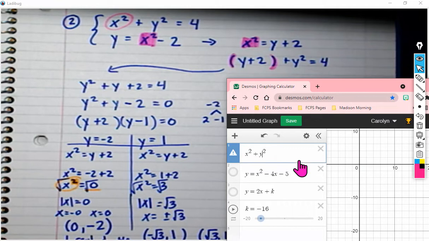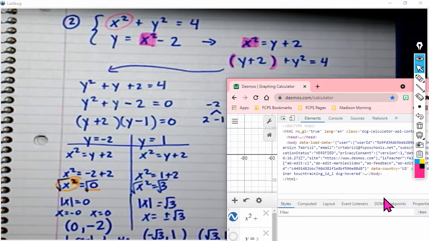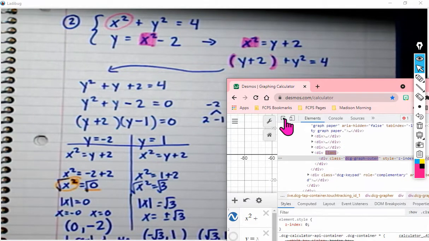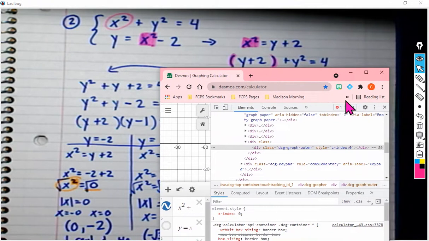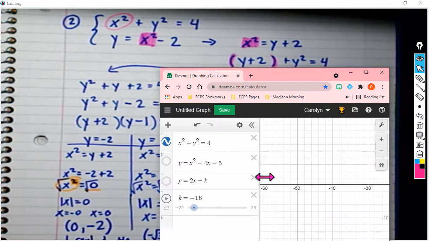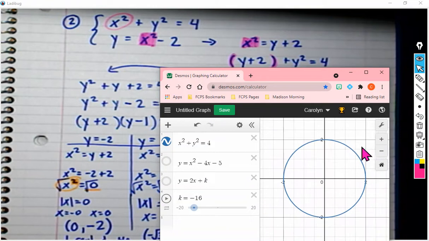Not capital, y squared equals 4. Oh, that's a circle. Okay, so this one happens to be a circle. There it goes. I lost it. Oh, there it is. Okay, so we get a circle with a radius of 2.